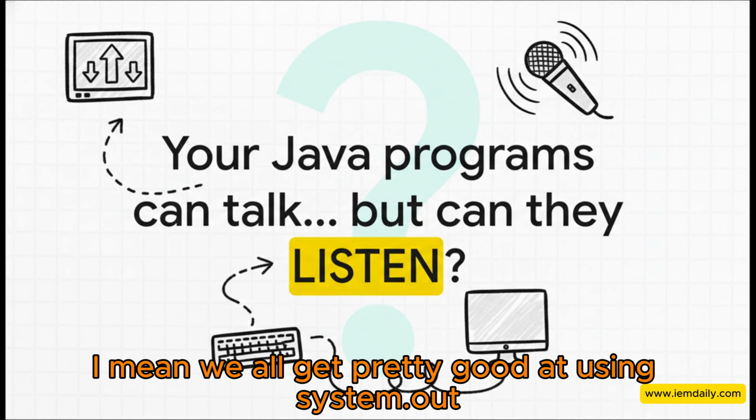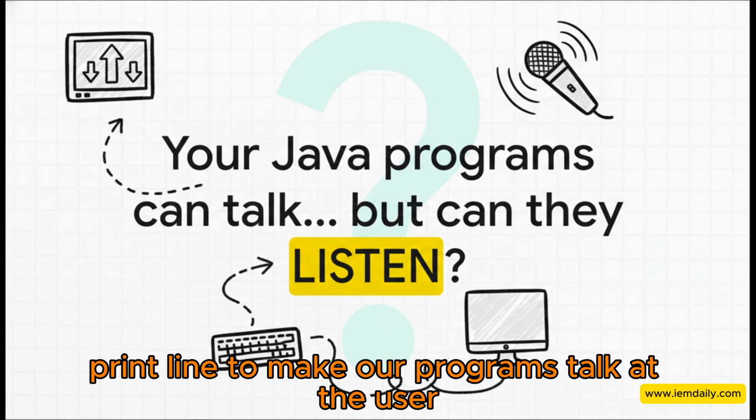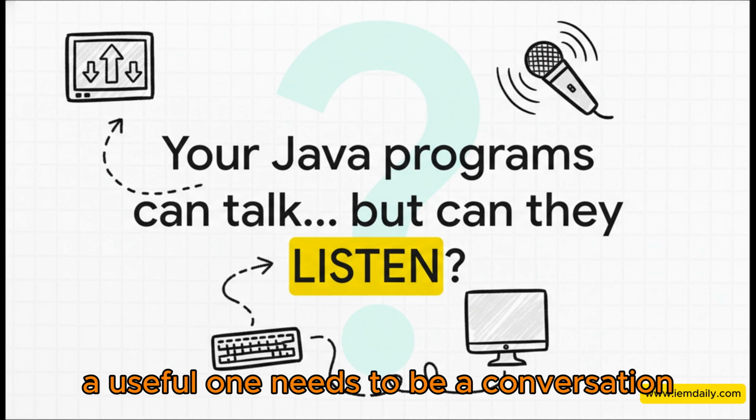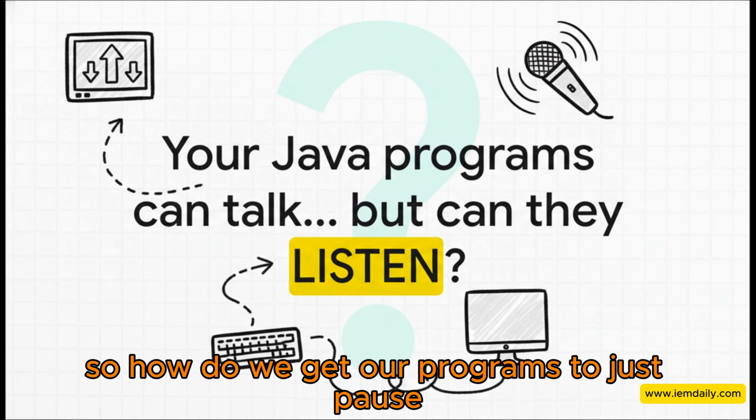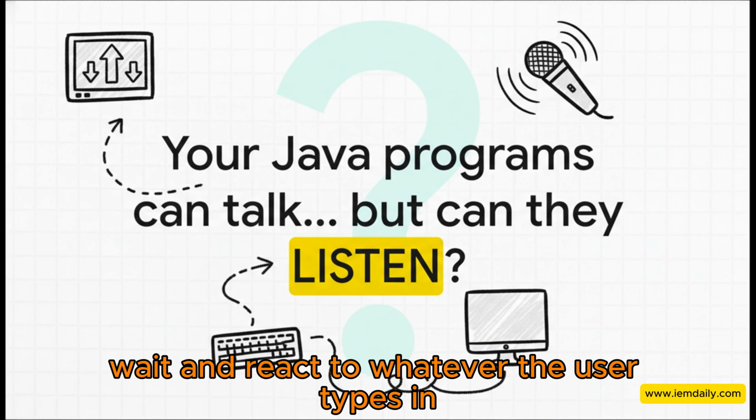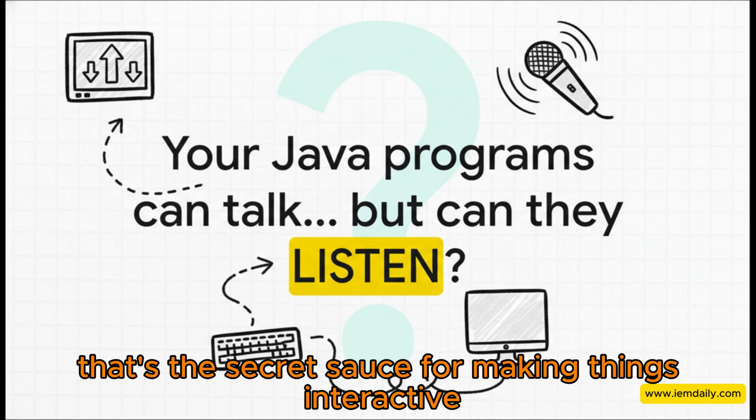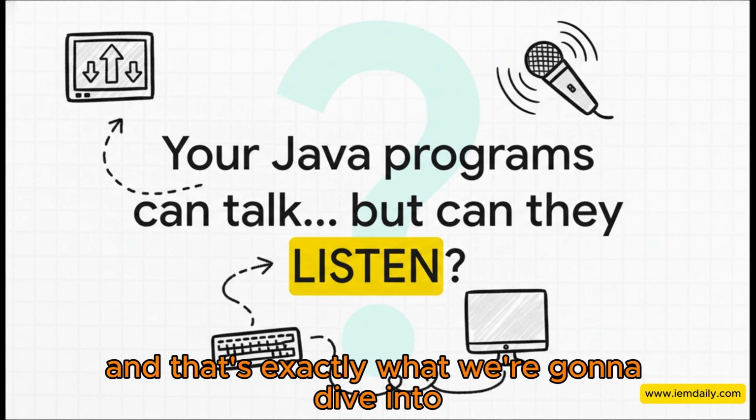Exactly. We all get pretty good at using System.out.println to make our programs talk at the user. But a good application, a useful one, needs to be a conversation. It's a two-way street. So how do we get our programs to just pause, wait, and react to whatever the user types in? That's the secret sauce for making things interactive, and that's exactly what we're going to dive into.